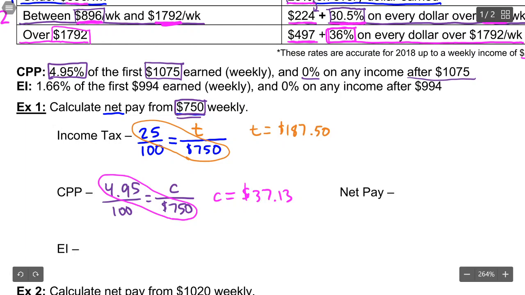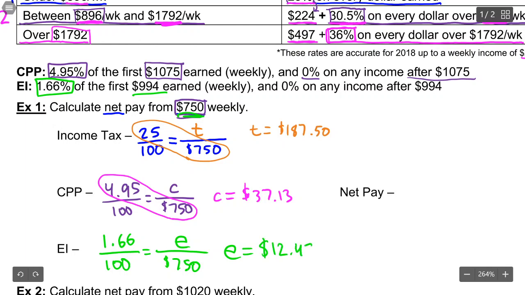And EI is the same idea. EI is 1.66% up to $994. Well, $750 is less than $994, so you're only going to pay on the $750 you've earned, and let's call that E for EI. Cross multiply and divide, and the EI you owe is $12.45.